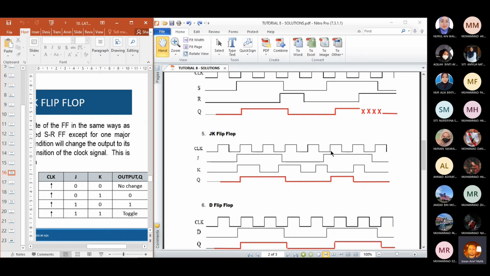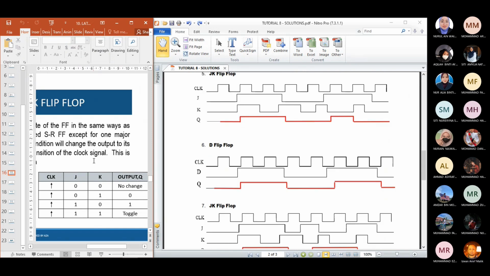The sixth clock is 1, 0, 1. Okay, and then on the 7th clock, it is 1, 1. So 1, 1 adalah toggle. Toggle balik daripada 1 jadi 0. 8th clock, it is 0, 0, no change. So terus sambung saja. Then you dapat dia punya solution.